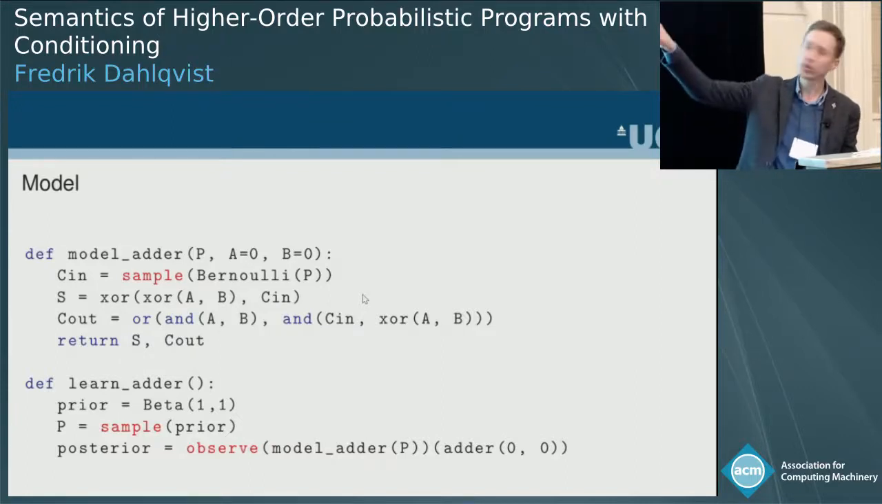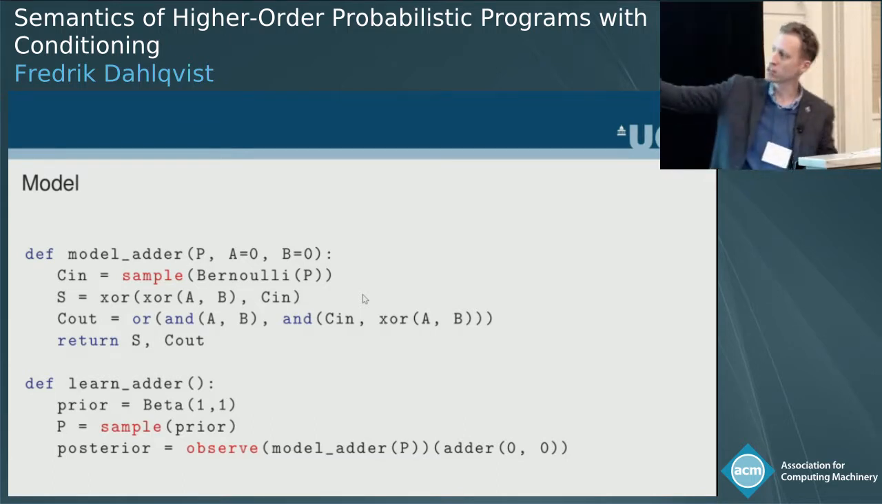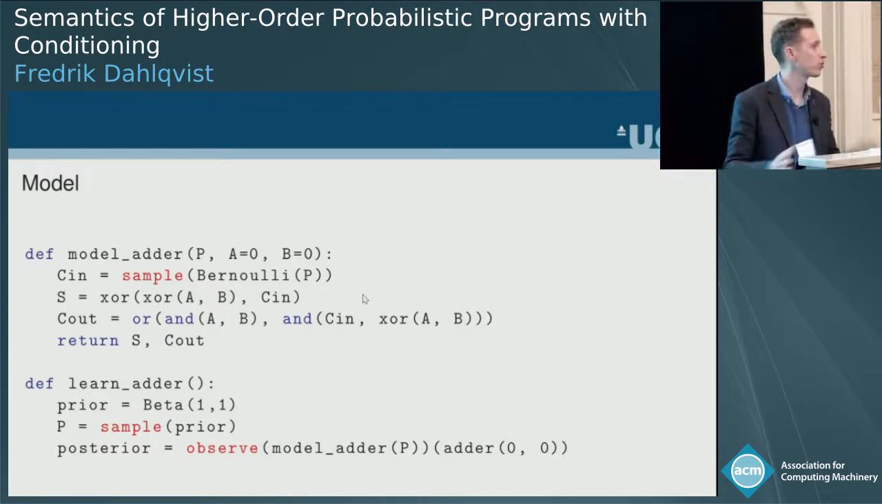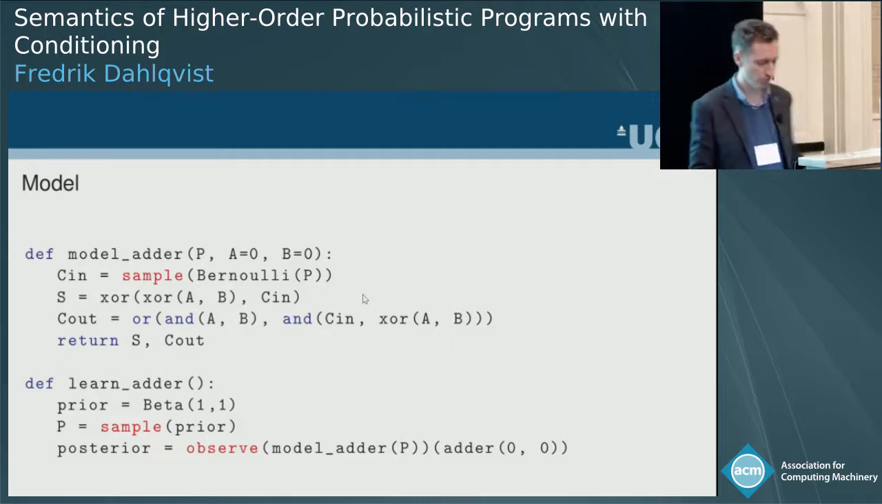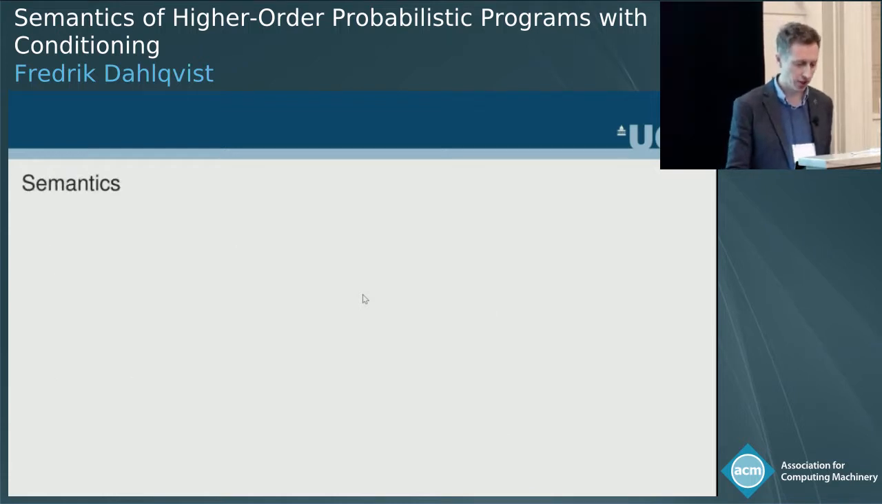So the model adder is the generative model that we saw in the previous talk. And the learn adder function is just a one-step Bayesian inference. So I have a prior, I do one observation, and I update my posterior. Okay, and I'm using the observe keyword as in Anglican. Okay, so how does it work?